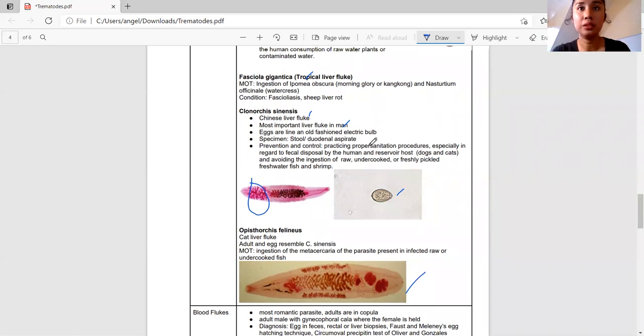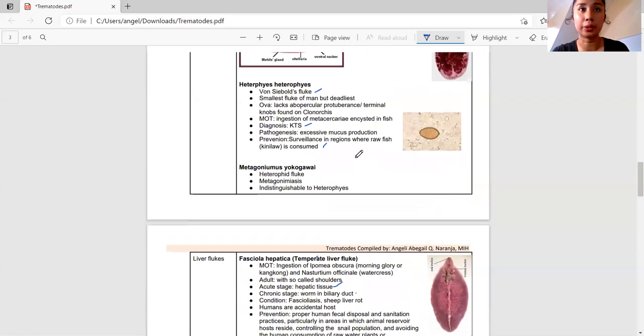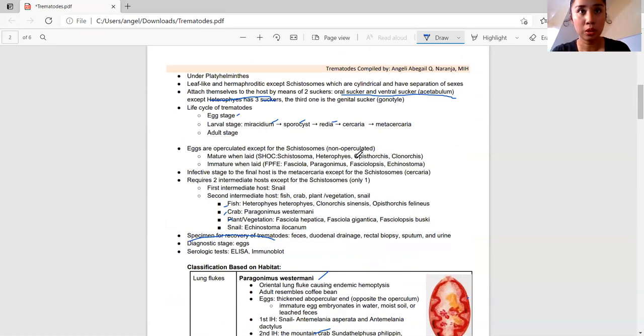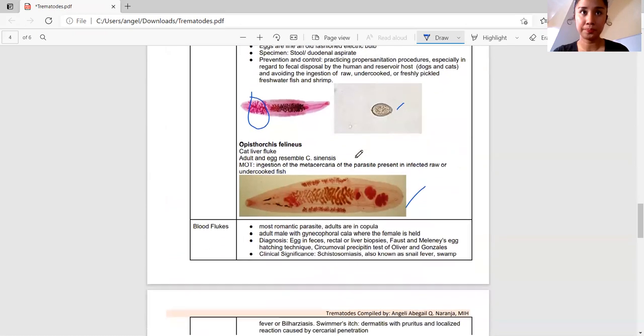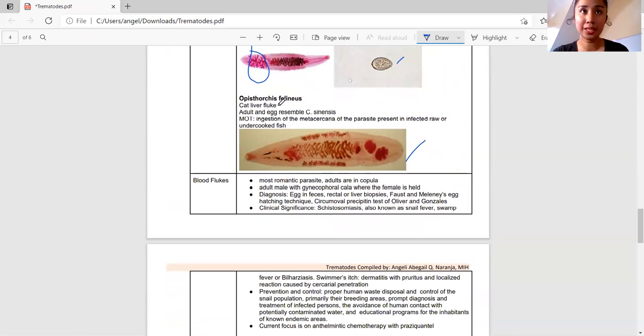Sabi niya, ingestion of fresh water fish and shrimp. Ano ba ang second intermediate host ng Clonorchis? Fish. Opisthorchis felineus, cat liver fluke. So usually it's found among cats.